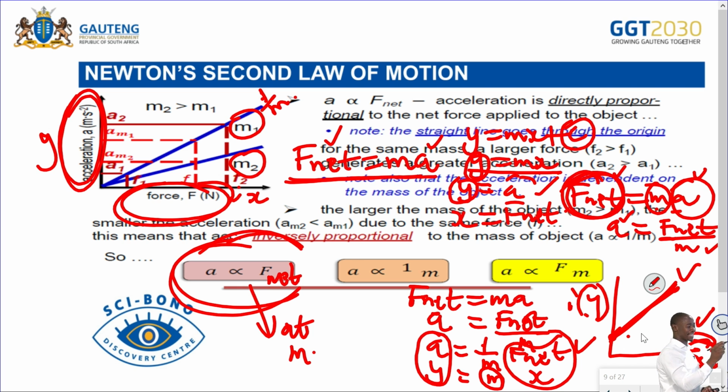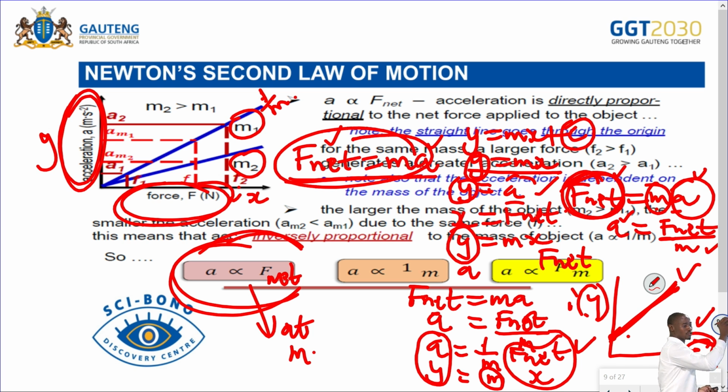You know the equation of a straight line? When it comes to your maths, it's y equals to mx, right? What is your y? It should be A. And then what is your x? It should be F net. So you need to manipulate this equation, right? So that it is in the form of y equals to mx, right? Because your c is 0. So we did that.